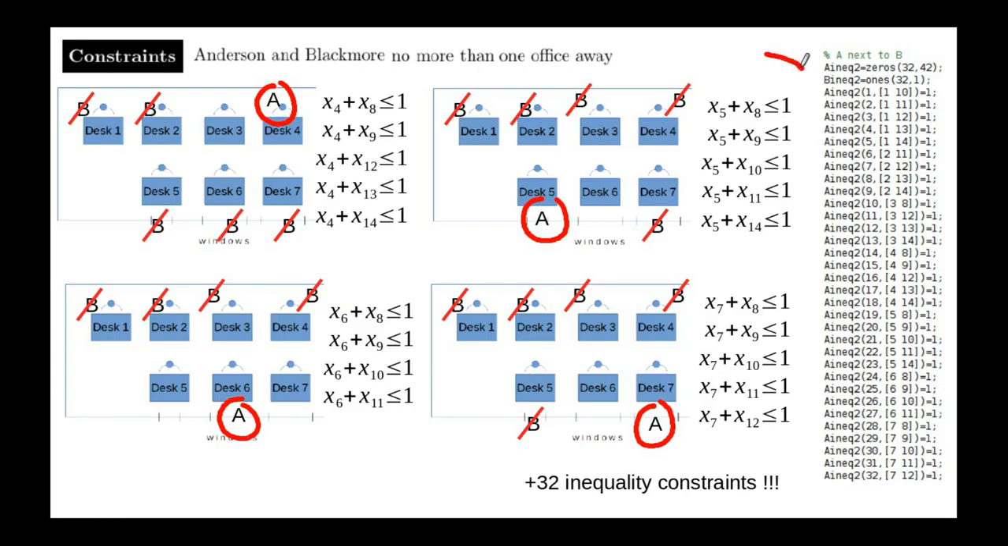This is the MATLAB equivalent code. As you can see here, I have the second kind of inequality constraints. I previously had the inequality 1, now I have the inequality 2. At the end they must be stacked all together. So for this kind of constraints, A and B no more than 1 office away, and be careful, this is more than 1 office away, because 1 office away is to be next, side by side.